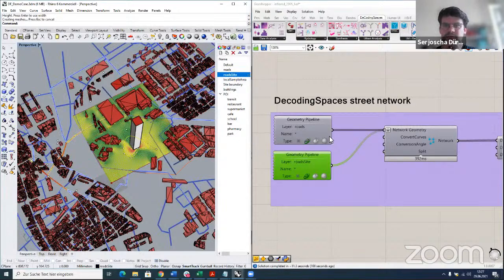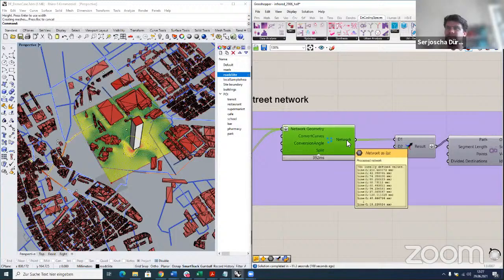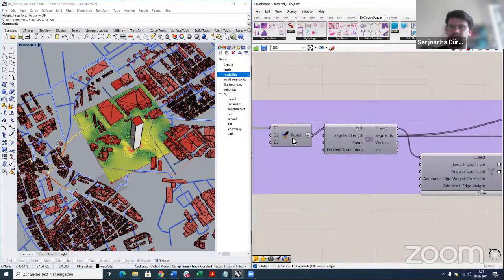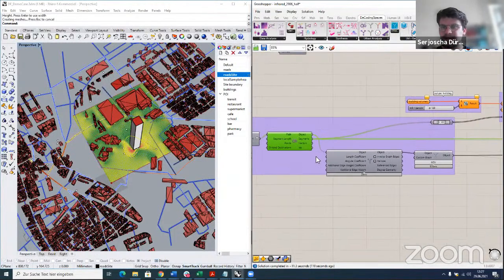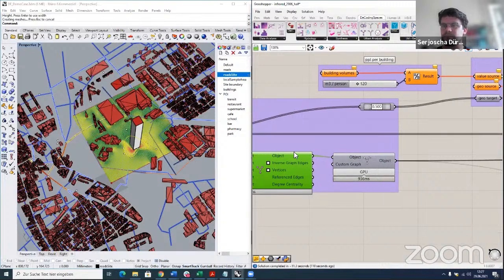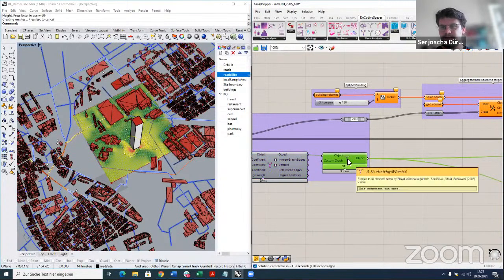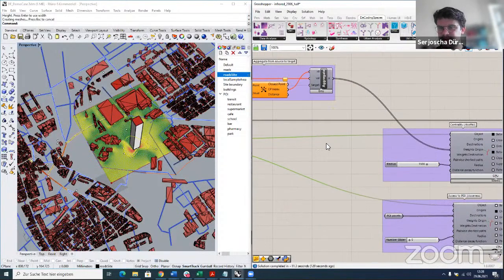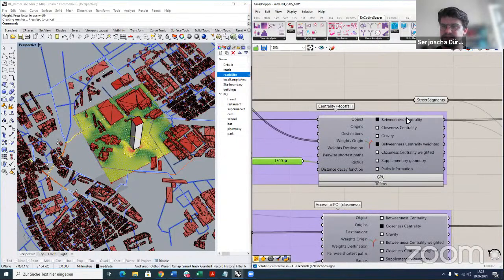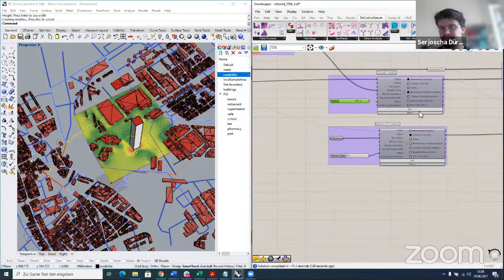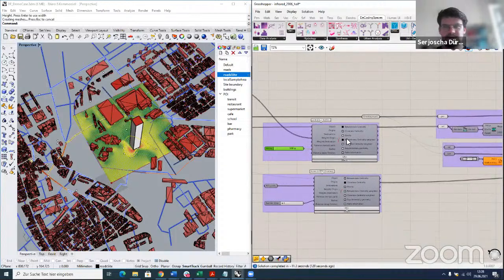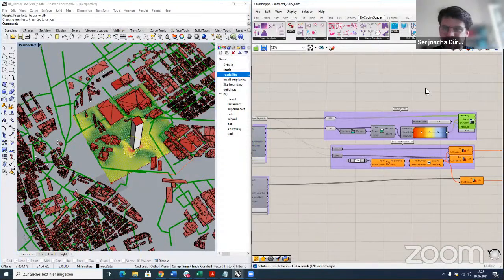The layers go to Grasshopper here, and we split them at intersections. This is important, so we really have segments, and then we process them. This is the Decoding Spaces part. We create a graph from them. We run a shortest path algorithm, so we know the shortest path from each segment to all others. And then here we compute centrality values with these components. What we visualize right here is betweenness centrality.